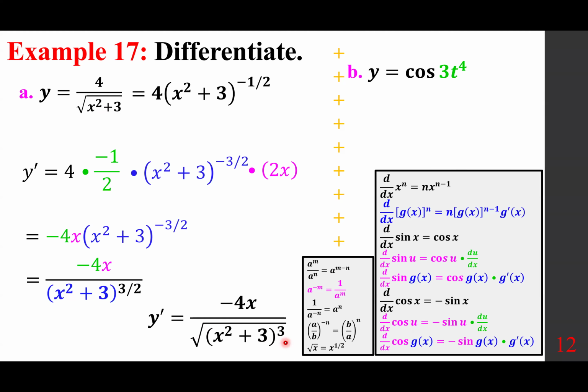y equals cosine of (3t)^4. First, let me explain a couple of things. Number one, we know the derivative of sine x is cosine x. Therefore, the derivative of sine u is cosine u times du/dx, where u is a function of x. And the derivative of sine of g(x) is cosine of g(x) times g prime of x, by the chain rule. Same thing for cosine. The derivative of cosine is negative sine, and the derivative of cosine u is negative sine u times du/dx. The derivative of cosine of g(x) is therefore minus sine g(x) times g prime of x. So this one, of course, is a function of t.